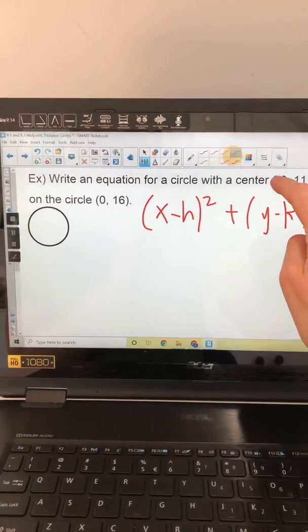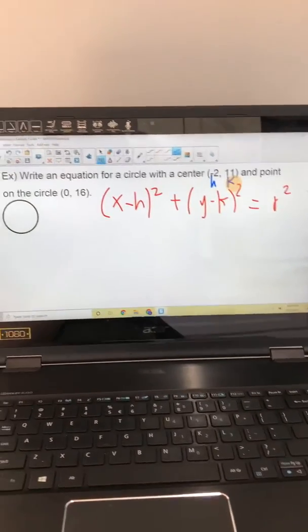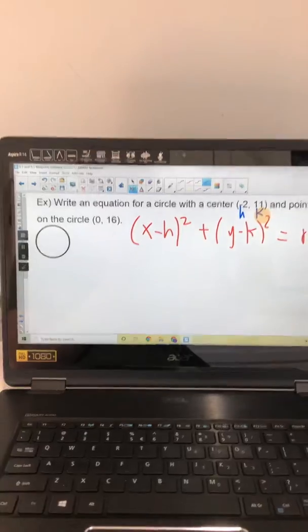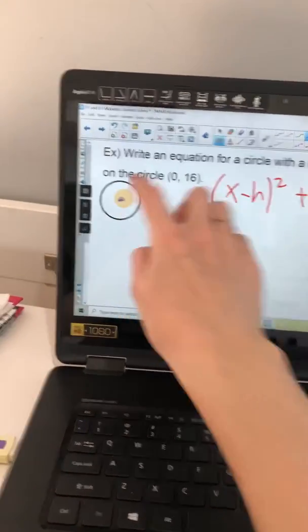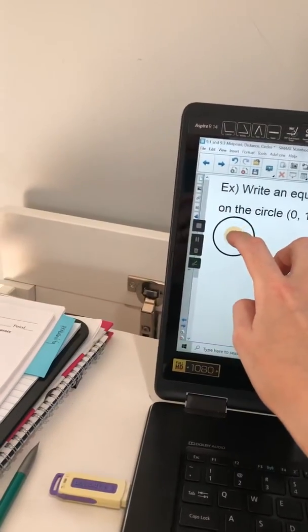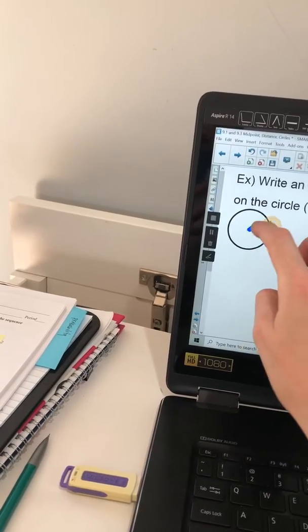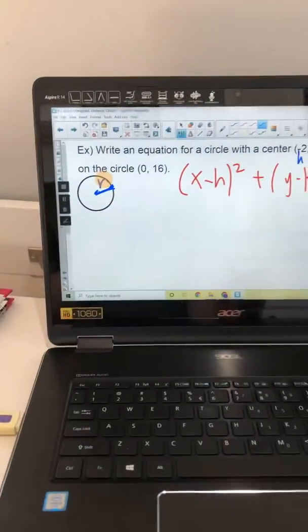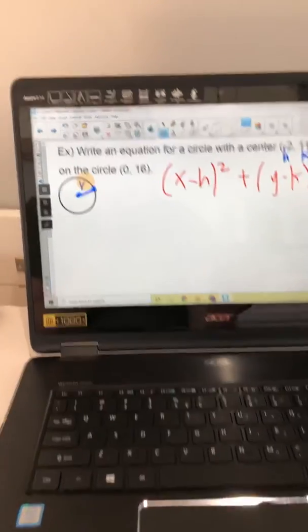And they gave us the center, so here's our h and k, -2 and 11. But notice they didn't give us r. So we have to figure out what r is. So the information we're given is the center, -2, 11, and then we also have a point on the circle, 0, 16. So how in the world are we going to find our radius? Well, that's actually the distance between those 2 points.